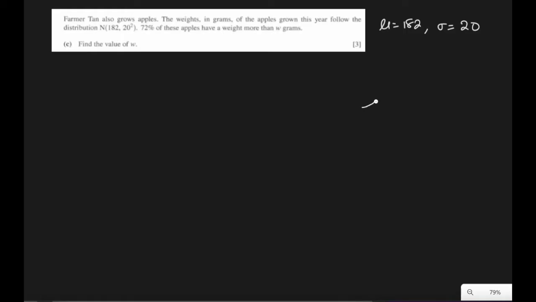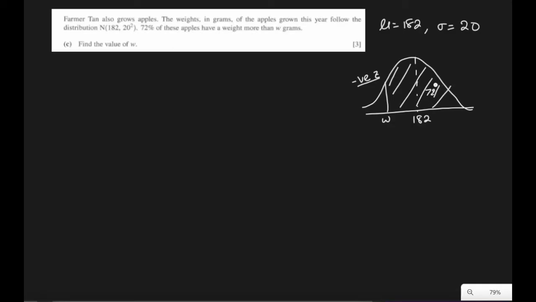So let's again visualize it. Mean is here, 182. Since 72% are more than W, W is here, and we should keep in mind that it will have a negative Z, because it is less than 182. And this is 72%. Okay, so let's do what? We'll take care of the negative later. Let's say that there is a reflection of W here which is positive.